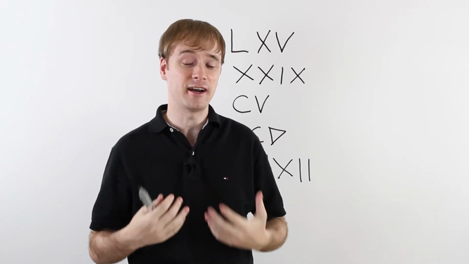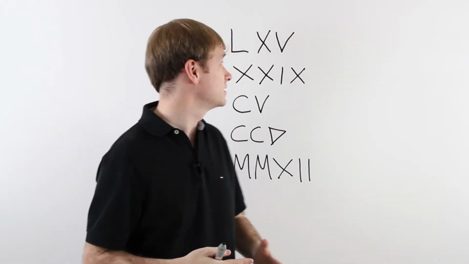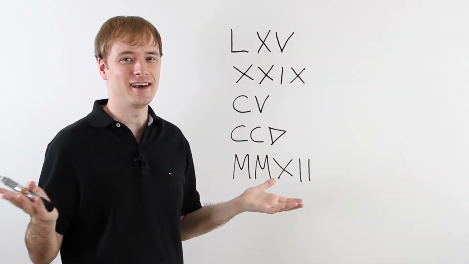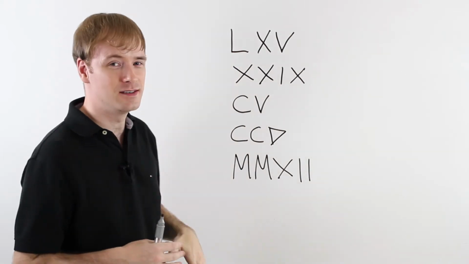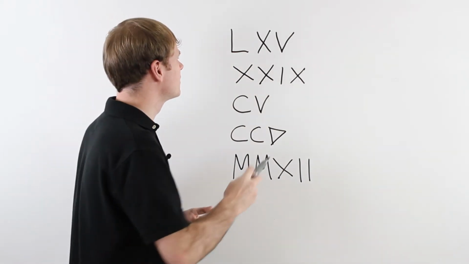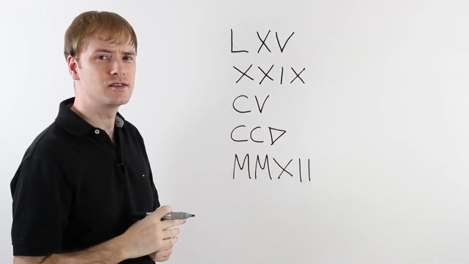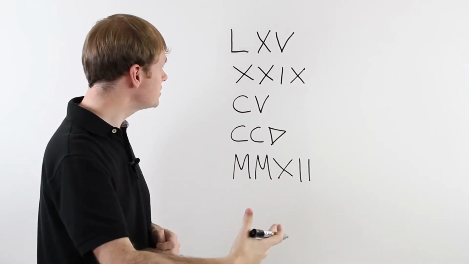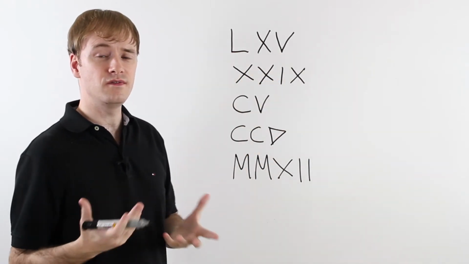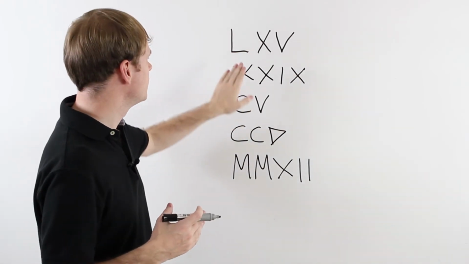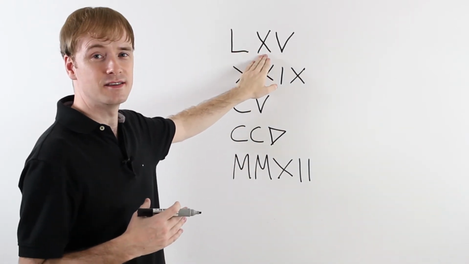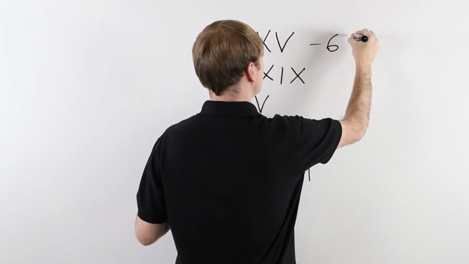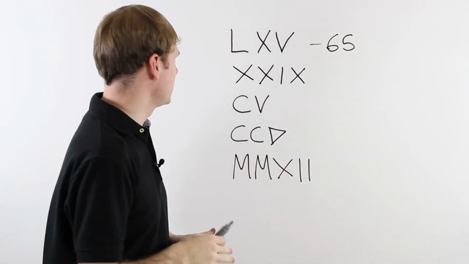Okay, let's do a little practice together. I know it's difficult. So let's take a look at these letters. LXV, what is that, LXV? Well, we know L is 50. Oh, but it's followed by X. So 50 and X is 10. So 50 plus 10 is 60. And V, what is V? V is 5. So 50 plus 10 is 60 plus V is 5. So this is going to be 65.